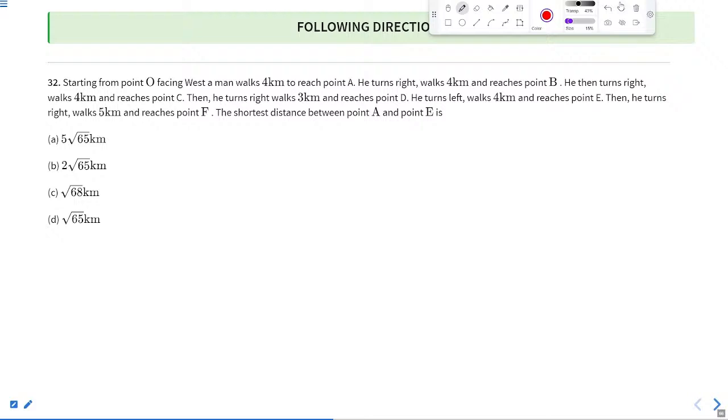Starting from point O facing west, a man walks 4 km to reach point A. Then turns right, walks 4 km, reaches point B. Then turns right, walks for 4 km and reaches point C. Then turns right, 3 km and reaches point D. Turns left, walks 4 km and reaches point E. He then turns right and walks 5 km to reach point F. Shortest distance between A and E is?